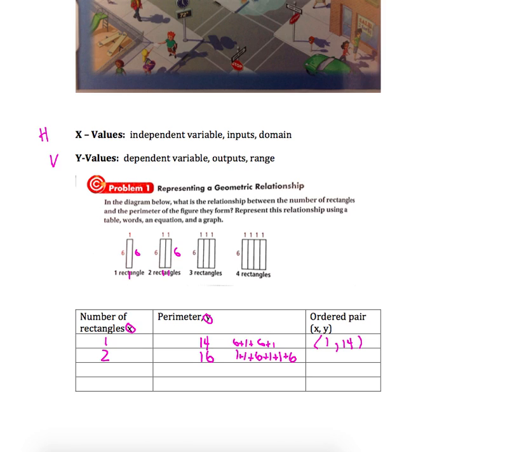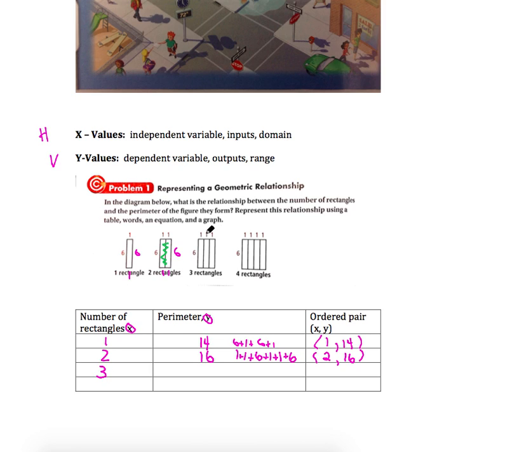So in other words, we're ignoring this in the middle because it's kind of like you could try to erase that, because that's not the perimeter, that's not around the outside. So this ordered pair then looks like two rectangles. That's the independent variable that's drawing the picture, has a perimeter, an outside distance of 16. So now we look at this next picture. So three rectangles next to each other has the perimeter here.